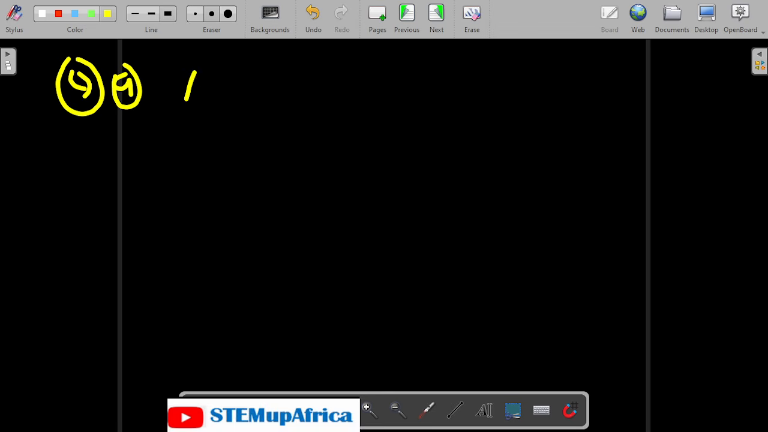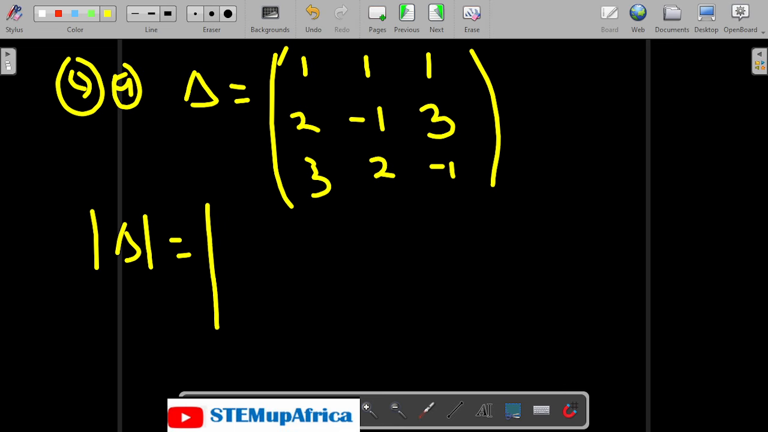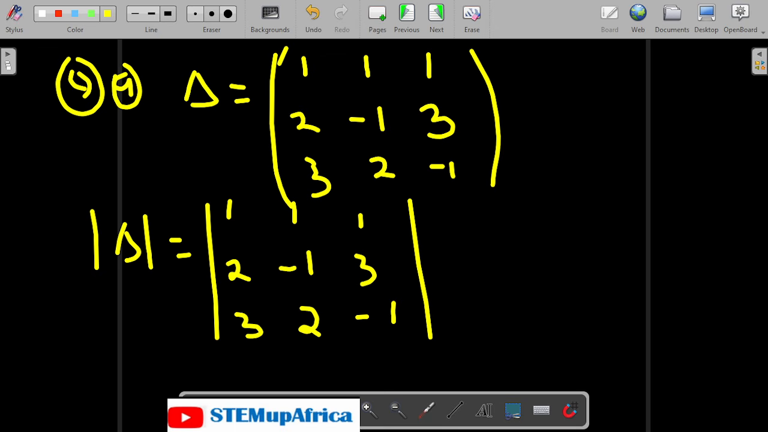My data equals: coefficients of m, n, p are 1, 1, 1. Second equation, we have 2, minus 1, 3. Third equation, 3, 2, minus 1. So our determinant of the data equals the determinant of 1, 2, 3, 1, minus 1, 2, then we have 1, 3, minus 1. As you know, plus, minus, and plus.